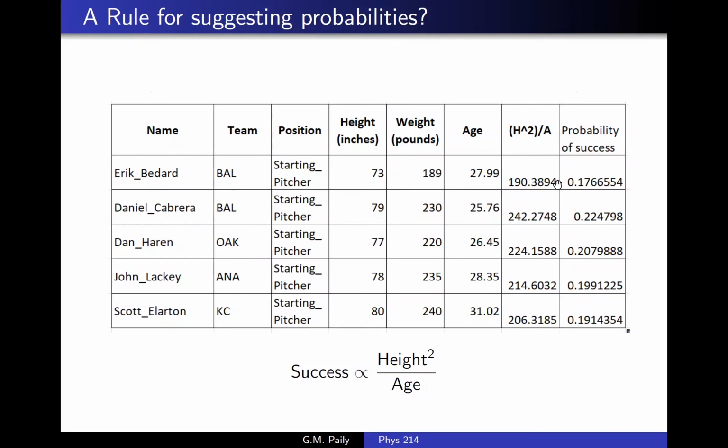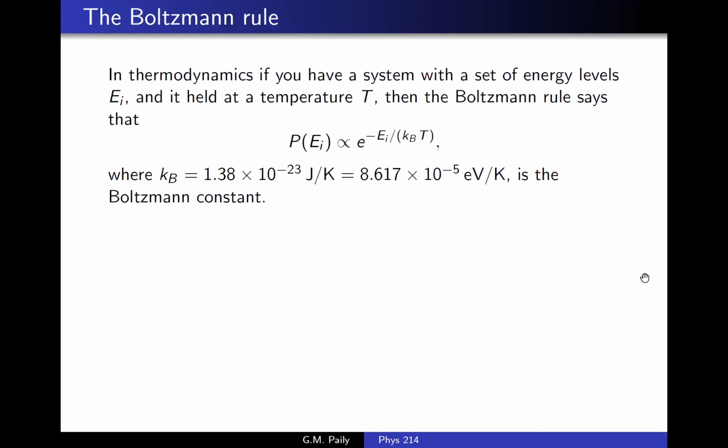So we get Eric Bedard, 0.17665, Daniel Cabrera, Dan Haren, and so on. And if you add all these up, they will add up to 1 because they have been normalized with that in mind. So this was a bit of a silly example, but let's take a more physical example.